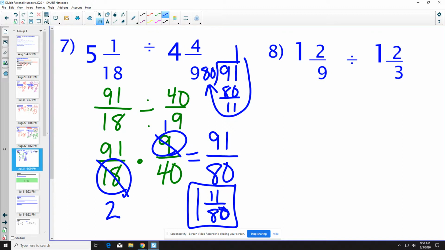Okay, I'm going to let you try number 8 on your own. In your notebook, write 1 and 2/9 divided by 1 and 2/3. Remember, first step, make them improper. After you make them improper, keep, change, flip. Then look to see if there's any cancellation.